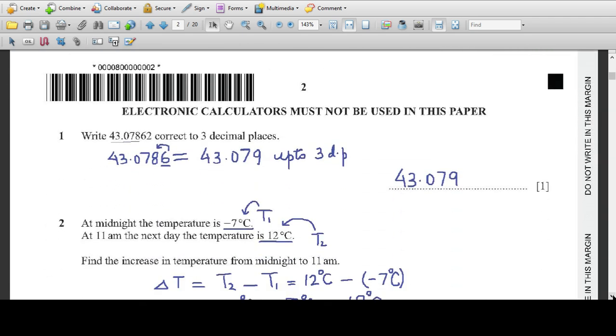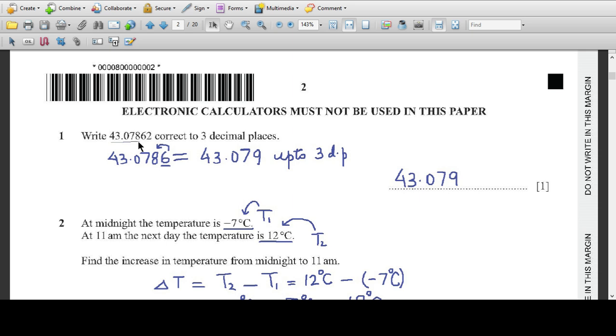Here is the first question. Write down: electronic calculators must not be used in this paper. So this whole solution has to be performed without calculators. So write 43.07862 correct to 3 decimal places.